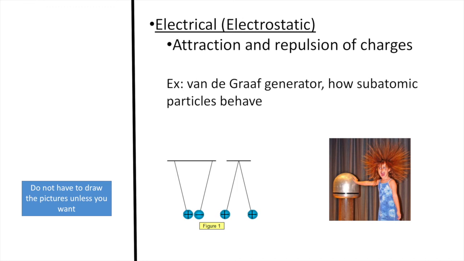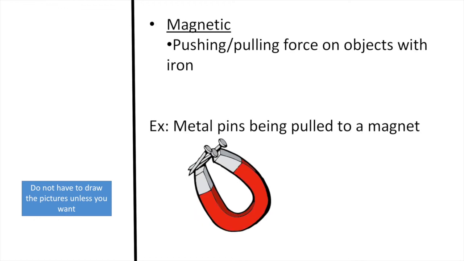Electrical or electrostatic forces is another non-contact force. This is essentially the attraction and repulsion of charges. So when you're thinking of electrons and protons and how they behave, when you have a proton next to an electron, those are attracting each other, versus if you have two protons or two electrons, they will repel each other. And here you see an example of the Van de Graaff generator where we have repulsion of charges. We also have magnetic forces. It is a pushing or pulling force on objects that have iron. For example, we have metal pins that are being attracted to a magnet here.